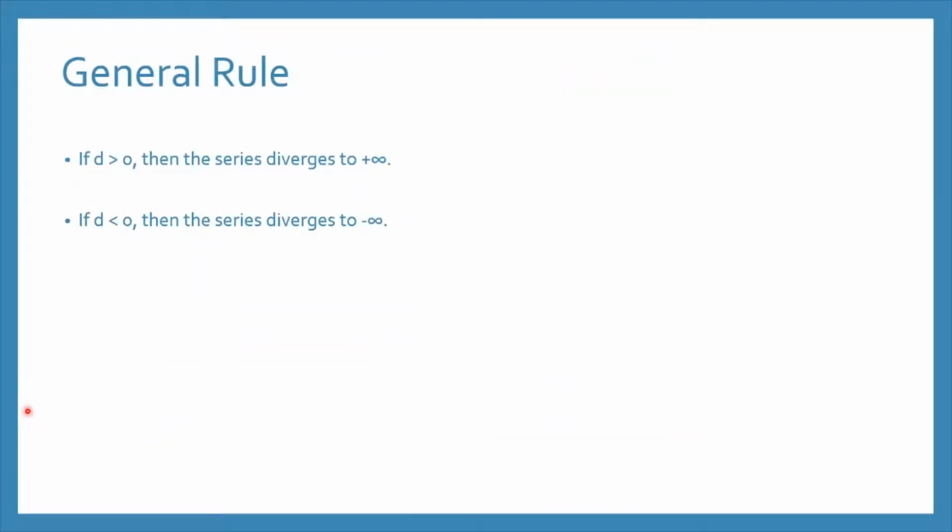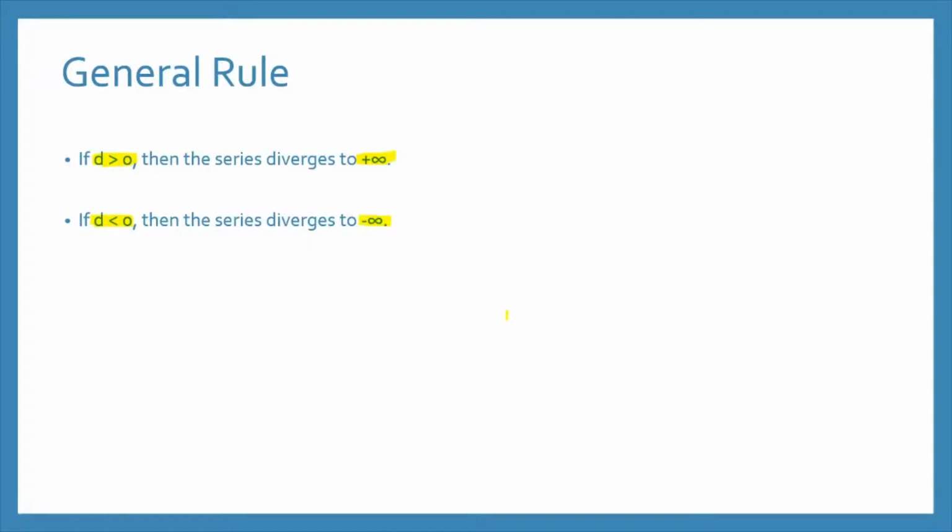So to look at that, we actually have this general rule right here. The important parts to highlight are just that when d right here is greater than 0, then we have a positive infinity, and if d is less than 0, we have a negative infinity.